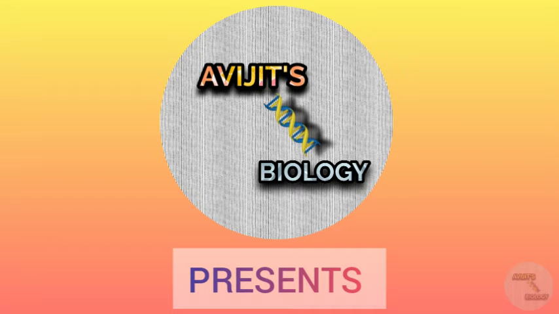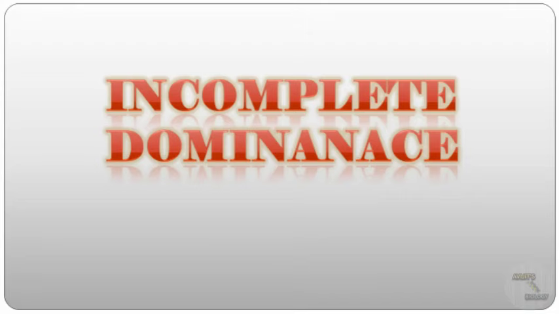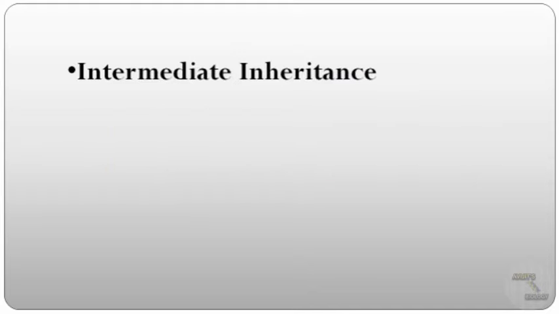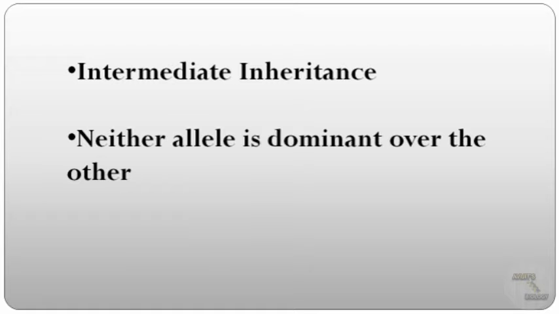In this video, I am going to talk about a very important topic in the field of genetics, and the topic is incomplete dominance. So, what is incomplete dominance? Incomplete dominance is a form of intermediate inheritance in which one allele for a particular trait is not expressed completely over its paired allele. We can call incomplete dominance intermediate dominance or partial dominance.